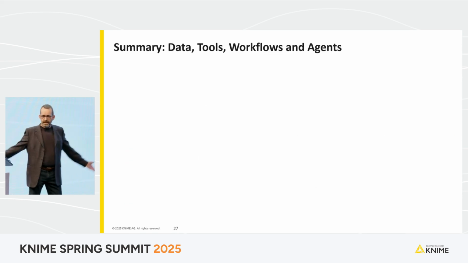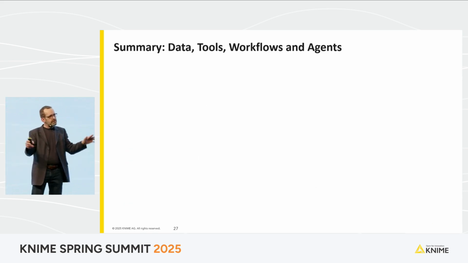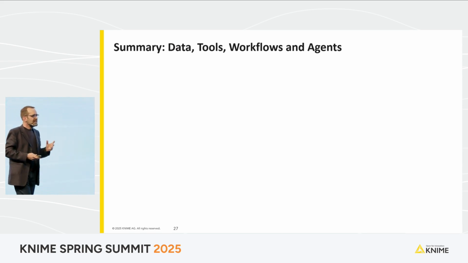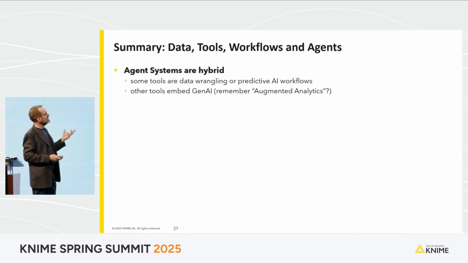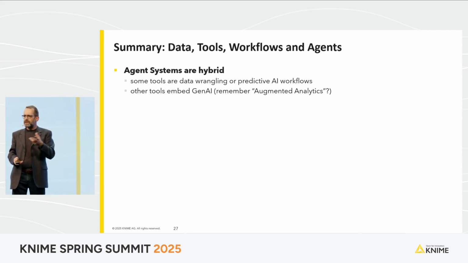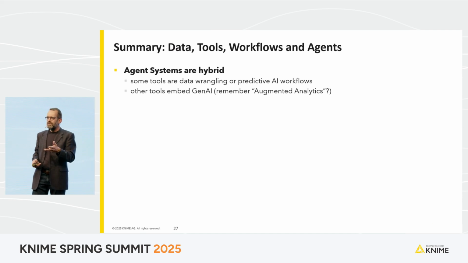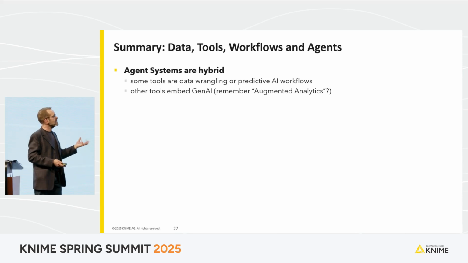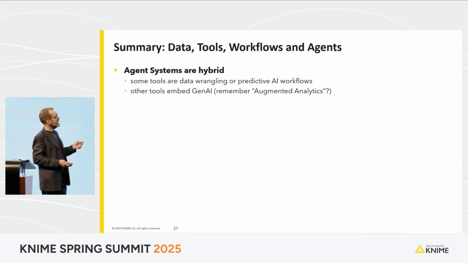With that, what I wanted to cover a little bit, I hope we could peel a couple of layers back from these agentic systems, to give you an idea. The point here really is that agentic systems are hybrid. There are a lot of tools, predictive AI workflows that we have been building over the years already. They can be repurposed as tools fairly easily, and they give the agentic systems pretty powerful tools at the end. Other tools will embed Gen AI.